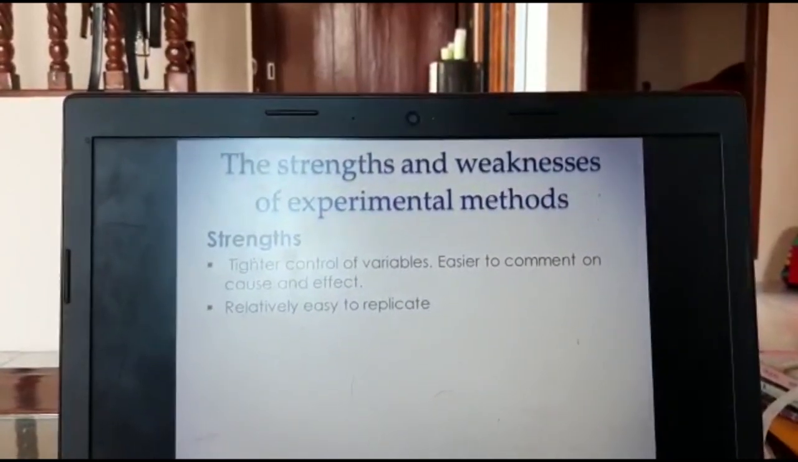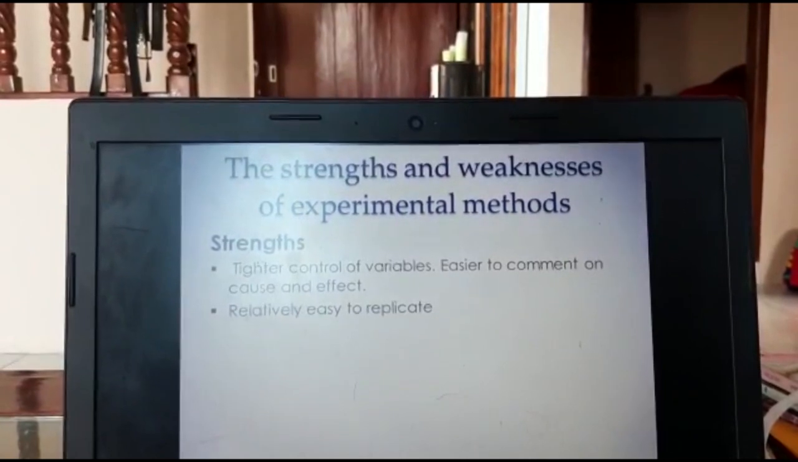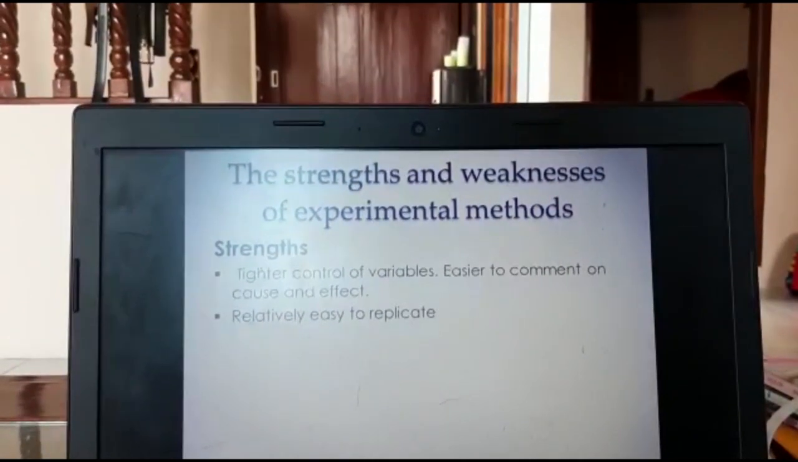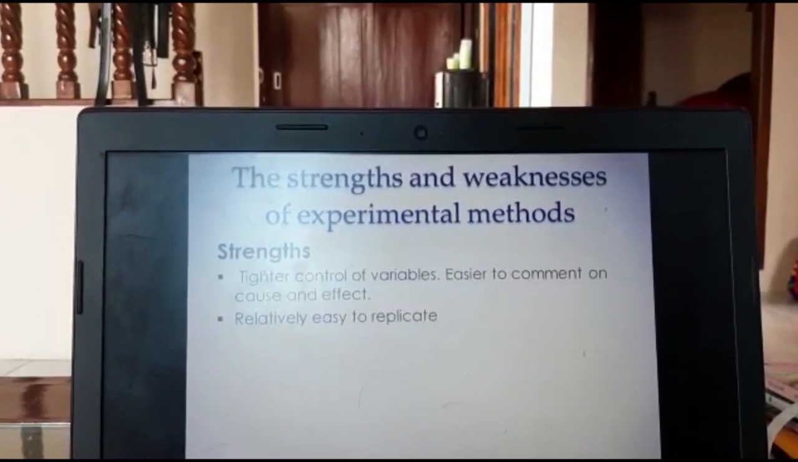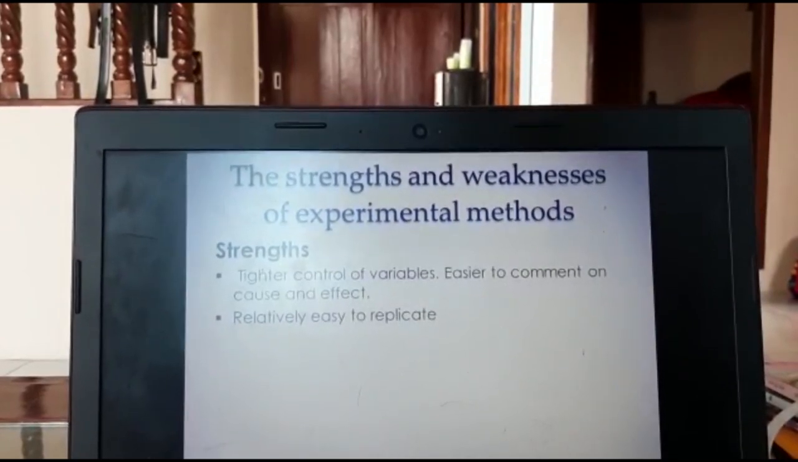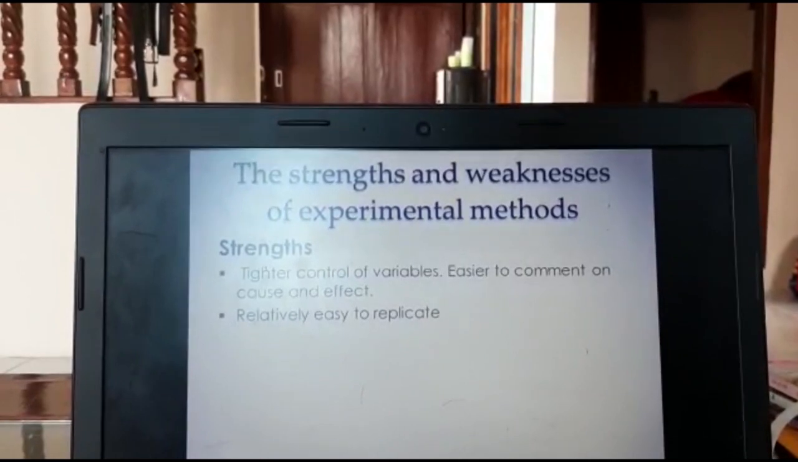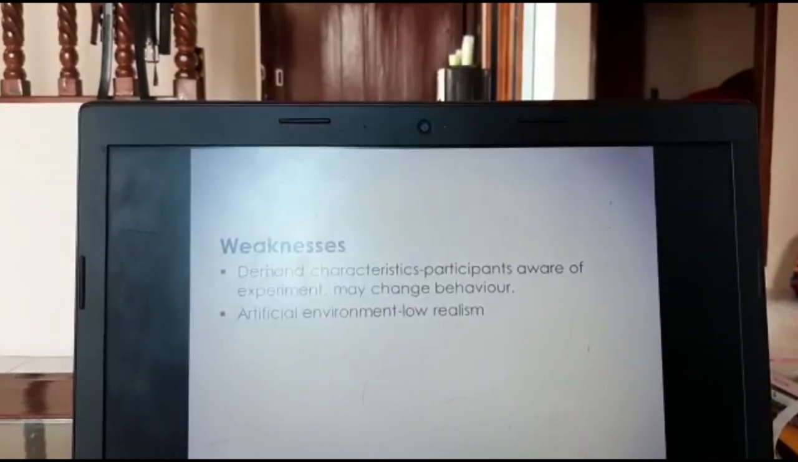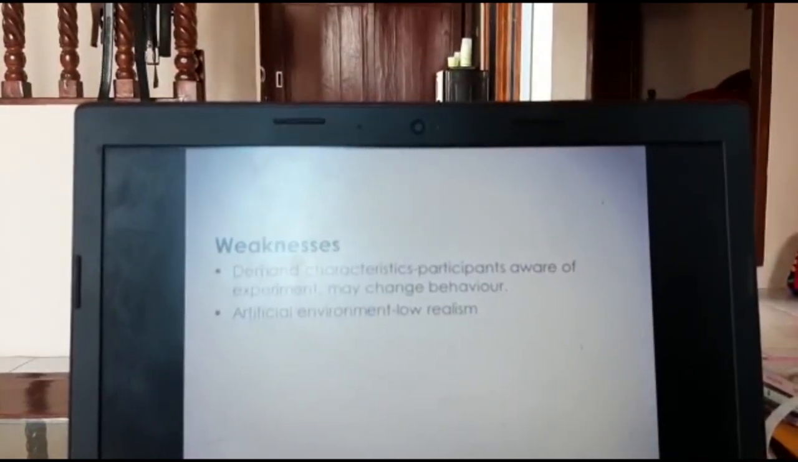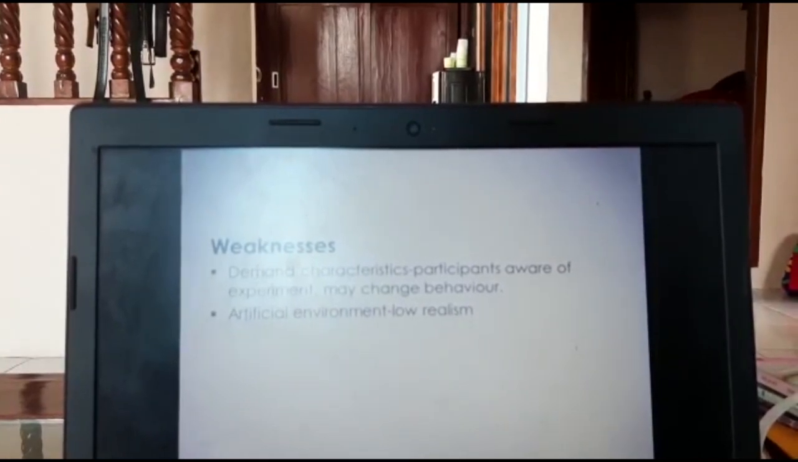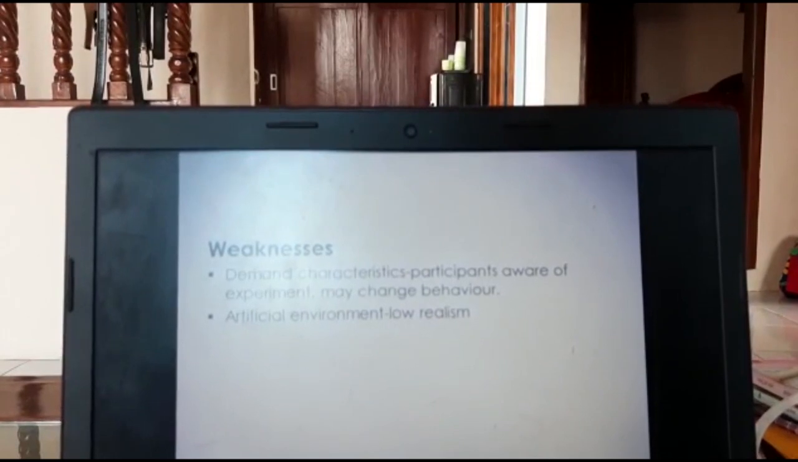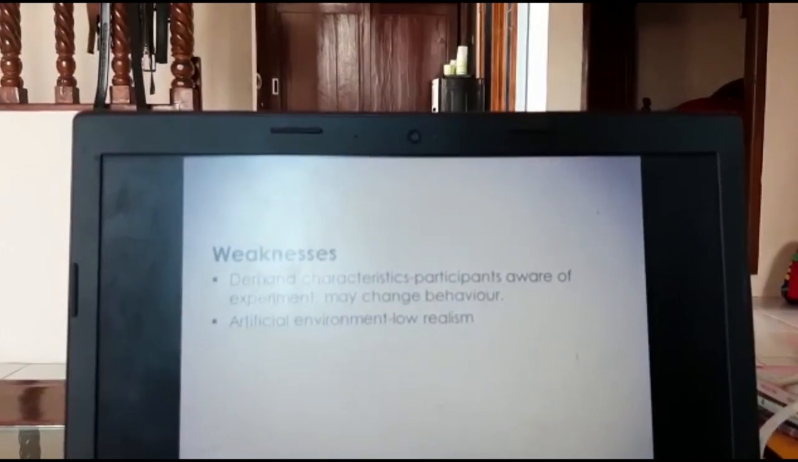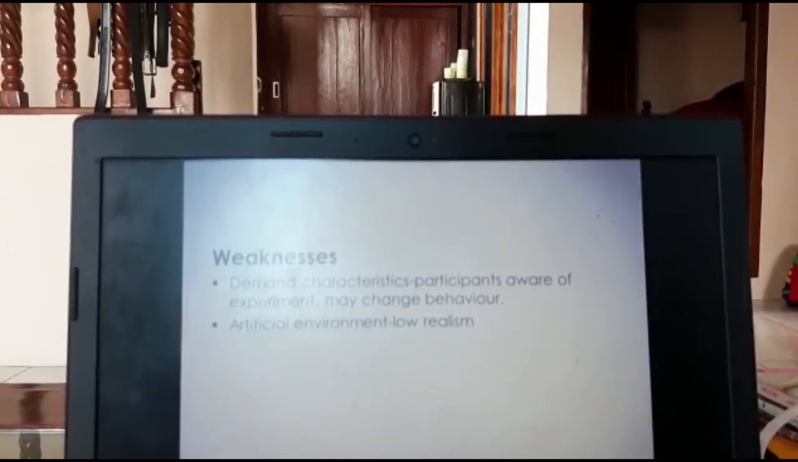The strengths and the weaknesses of the experimental method. The strengths are tighter control of variables, easier to comment on cause and effect, and relatively easy to replicate. And the weaknesses are demand characteristics, where participants aware of the experiment may change behavior, and artificial environment or low realism.